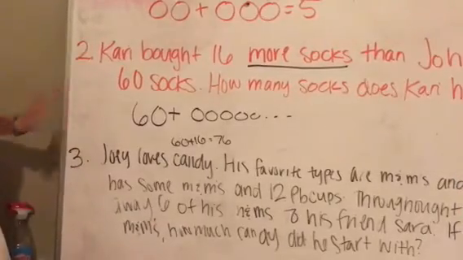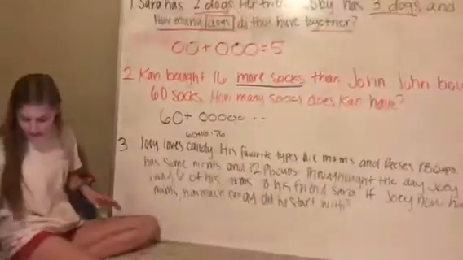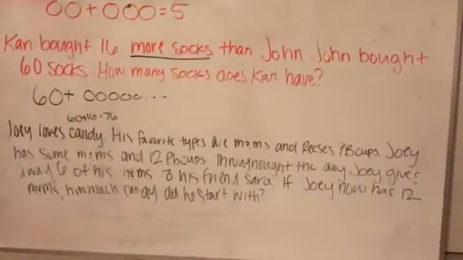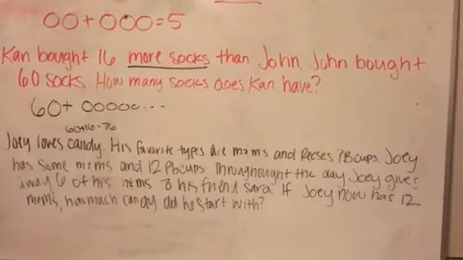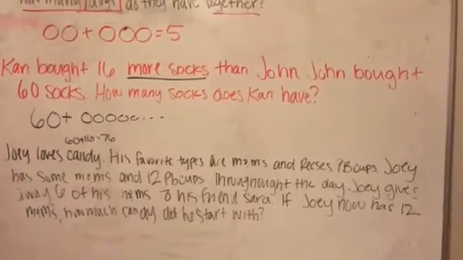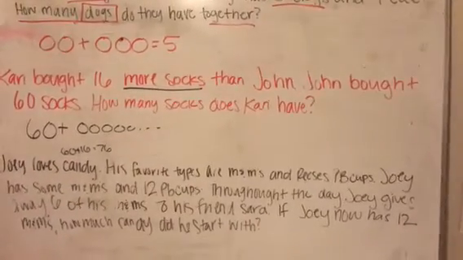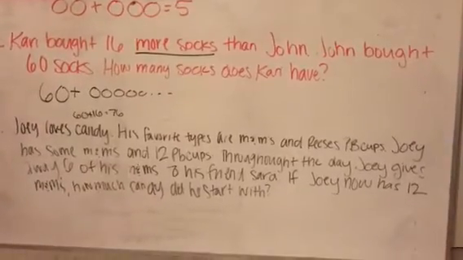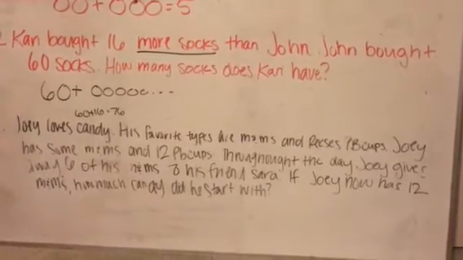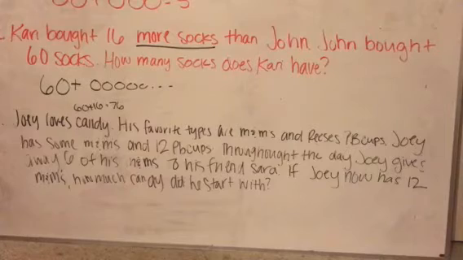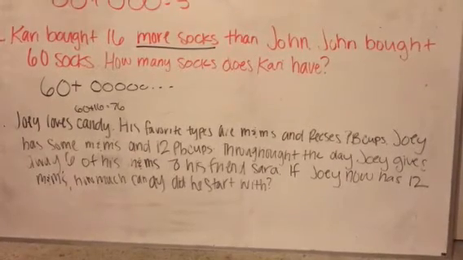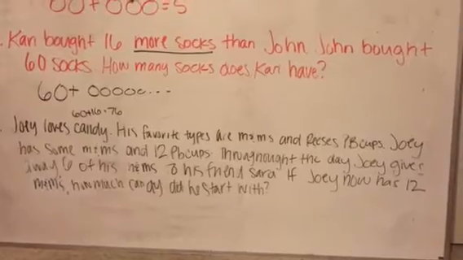But yeah, so the third problem is going to be our 2-step problem, and 2-step problems are already confusing. So there are some missing pieces that we have to figure out first. So Joey loves candy. His favorite types of candy are M&M and Reese's peanut butter cups. Joey has some M&Ms and 12 peanut butter cups throughout the day. Joey gives away 6 of his M&Ms to his friend Sarah. Joey now has 12 M&Ms. How much candy did he start with?